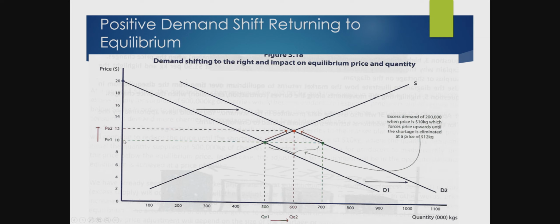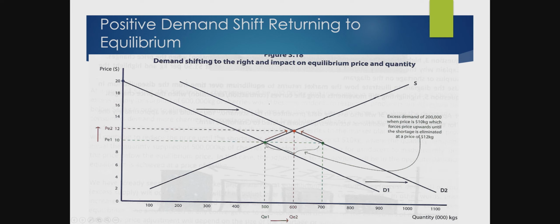As you can see, at the original price P1, supply, this line here, is originally supplying 500 units, but demand is now at 700 units. So if we have 700 units being demanded but only 500 being supplied, we definitely have a shortage of 200 units. Looking back to what we covered in the last PowerPoint slide, because there's a shortage, a bidding war would occur.